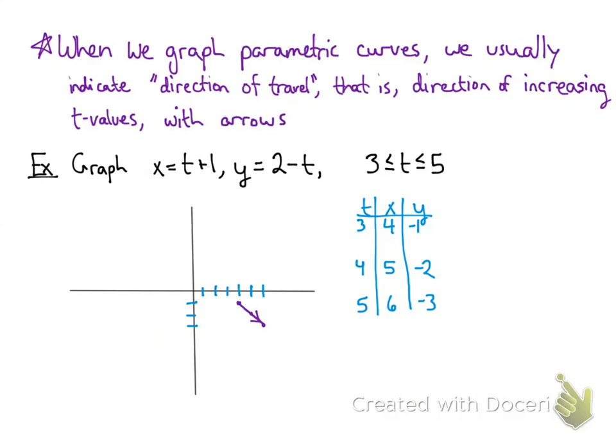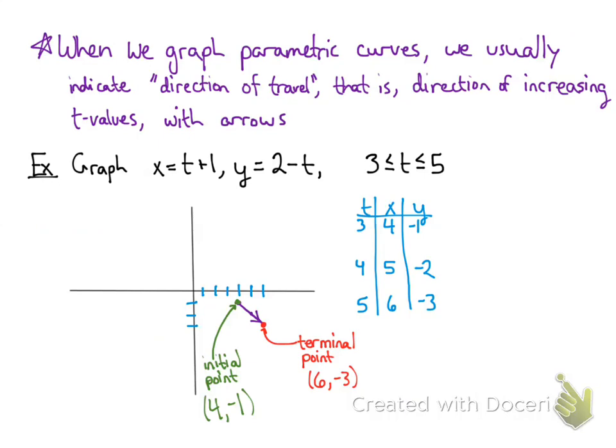The vocabulary is that point where we started, the smallest t value, in this case t equals 3. When you plug that in and you get x, y coordinates, that point is called the initial point of the curve, or of the graph. And the ending point, that is, where do you stop, the largest value of t, in this case 6, comma, negative 3, that's called the terminal point. Okay, so the initial point and the terminal point are some vocabulary that may come up.